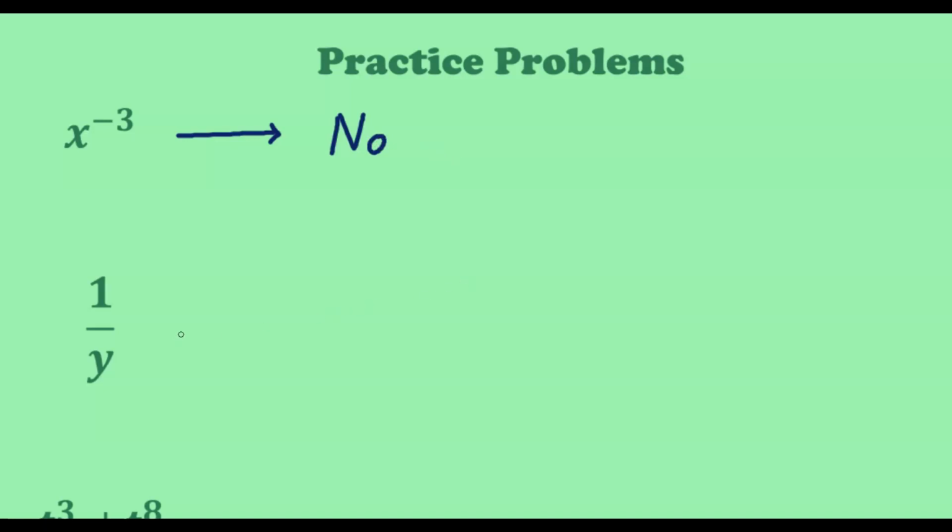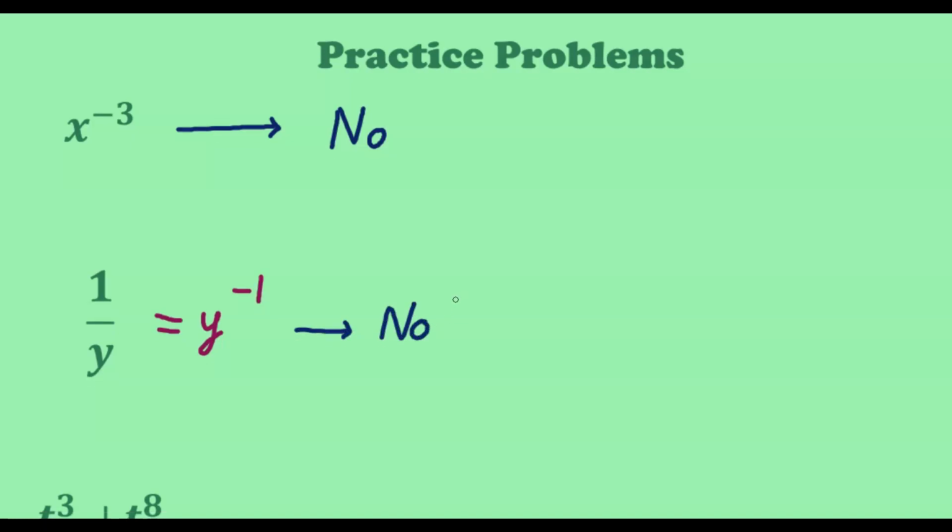Now let us consider the next one. We have 1 divided by y. Using the negative exponent law, this is equal to y to the power of negative 1. So we have a variable y raised to the power of a negative number, which is not a whole number. And since this is a variable raised to the power of a number which is not a whole number, the answer for this one will be no, this is not a polynomial.